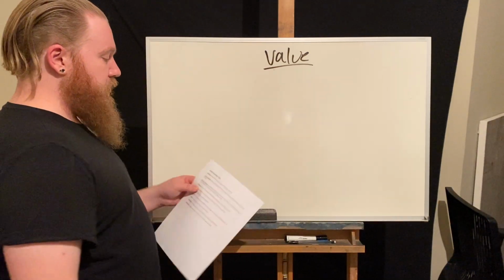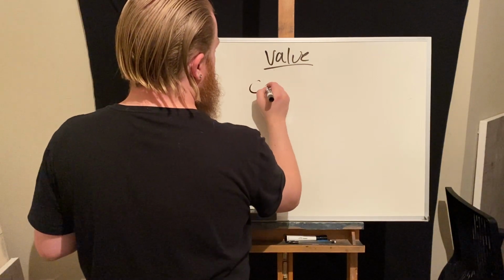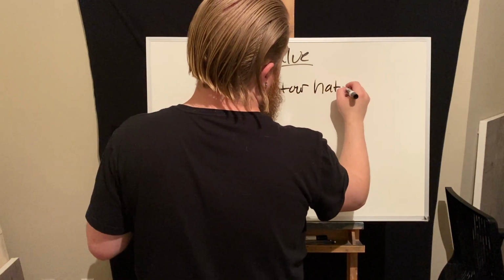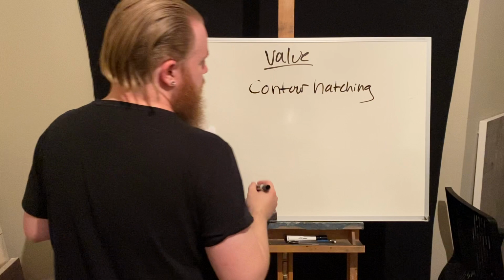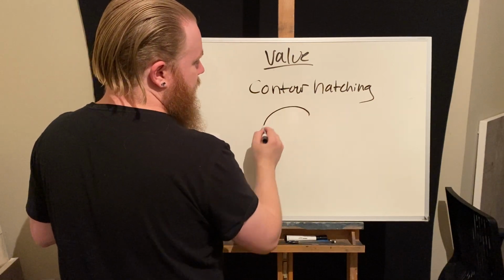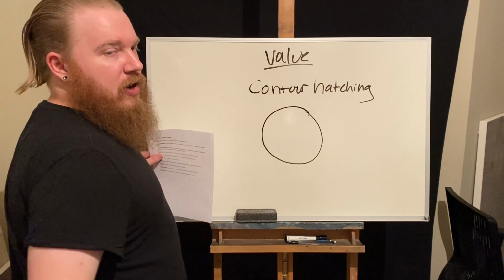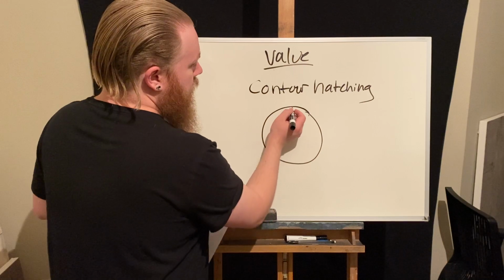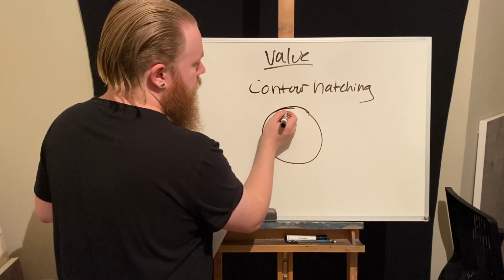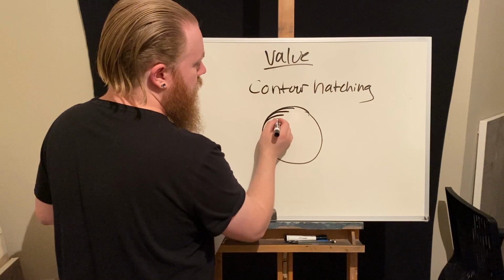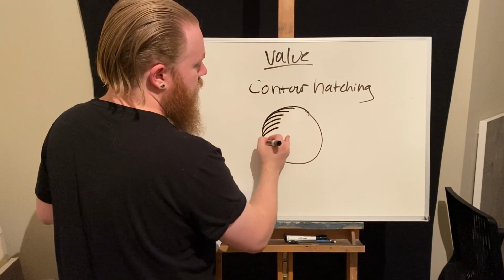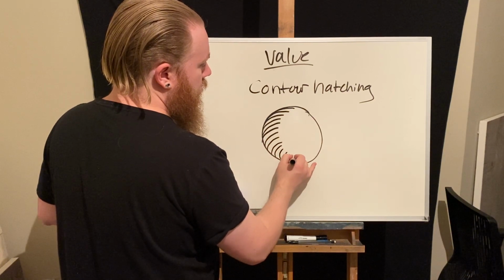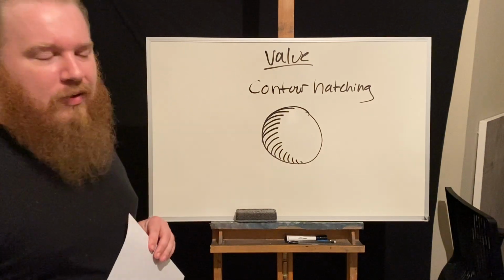Now, in addition to cross hatching, we also have what's known as contour hatching. And this is when we create hatched lines that follow the contours of an object. And this is especially good for rendering rounded objects. So in this sense, our hatched lines are going to curve around the form to help imply that roundedness, okay?